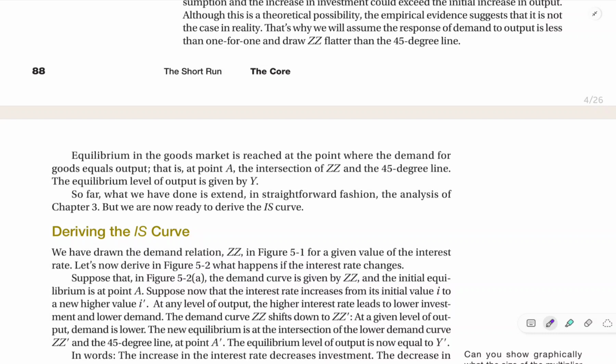Equilibrium in the goods market is reached at the point where the demand for goods equals output. That's point A in the figure provided above. The intersection of ZZ, the demand line, and the 45-degree line gives the equilibrium level of output, Y. So far, what we have done is extend in a straightforward fashion the analysis of chapter 3, but we are now ready to derive the IS curve.